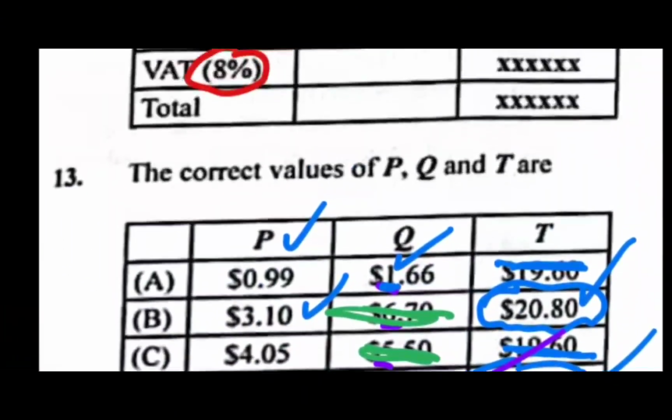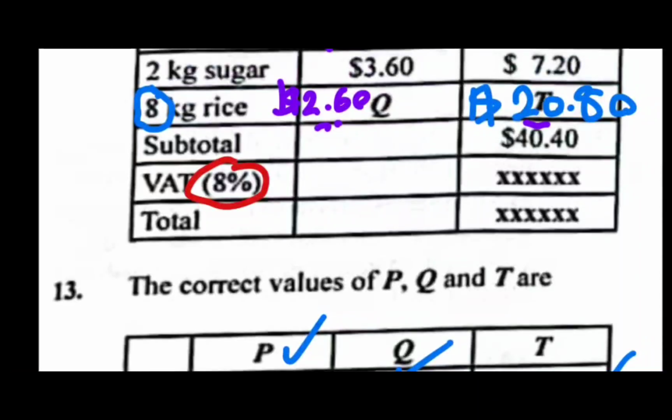So this would be a VAT. So the 8% would amount to $3.23.